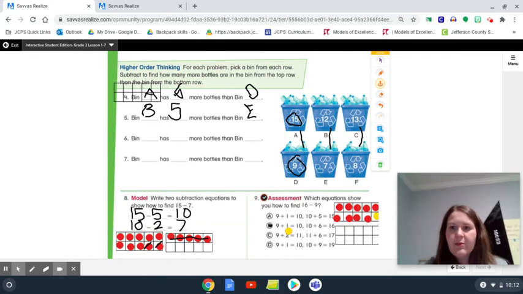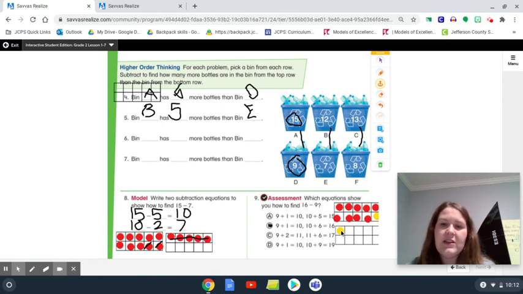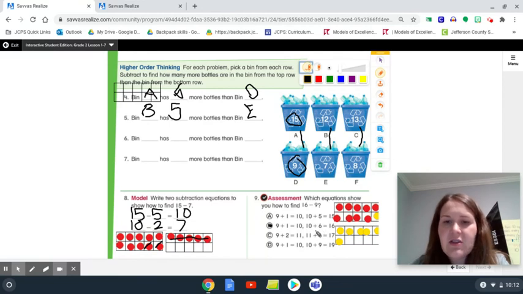Sorry, I'm double checking my work. Okay, so yeah, I just made a 10 and I want to get to 16. So let's add some more to get to 16. So I got 11, 12, 13, 14, 15, 16. So I made 16. How many of these were yellow? Well, let's count it. I'm going to switch back to pencil. 1, 2, 3, 4, 5, 6, 7. So 1 and 6 equals 7. So that would tell me 16 minus 9 equals 7.